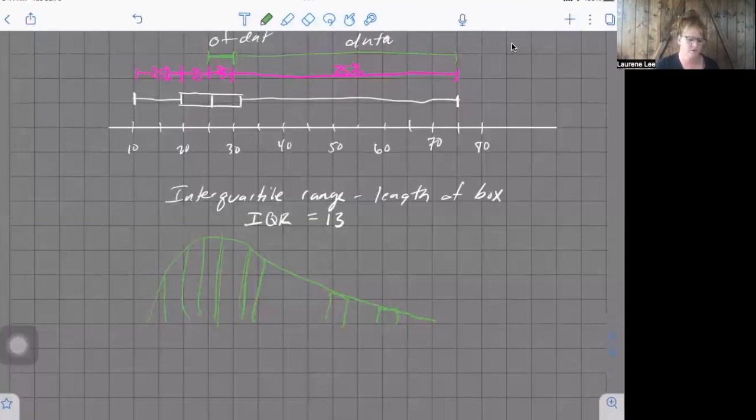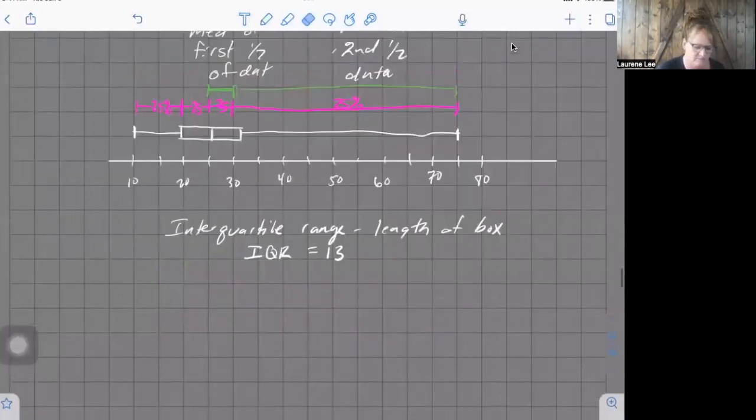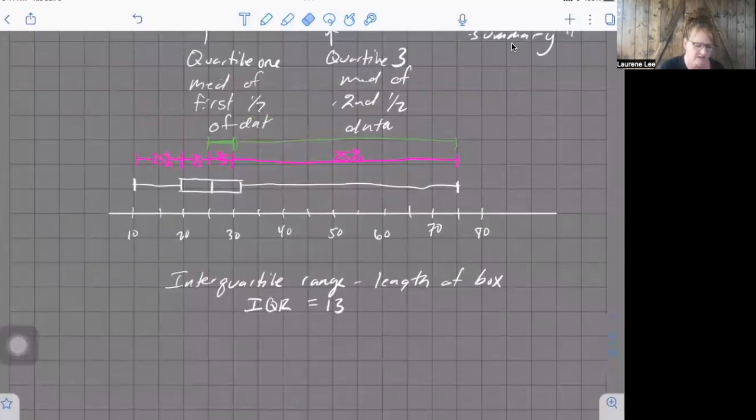So some of your homework questions can be based off these percentages. Like I could say, what can you tell me about the values roughly from 20 to 30? And you could say, well, I can tell you that 50% of the data is between those values, because that's the range of the box there. Some questions like that can come up. So that's the interquartile range.